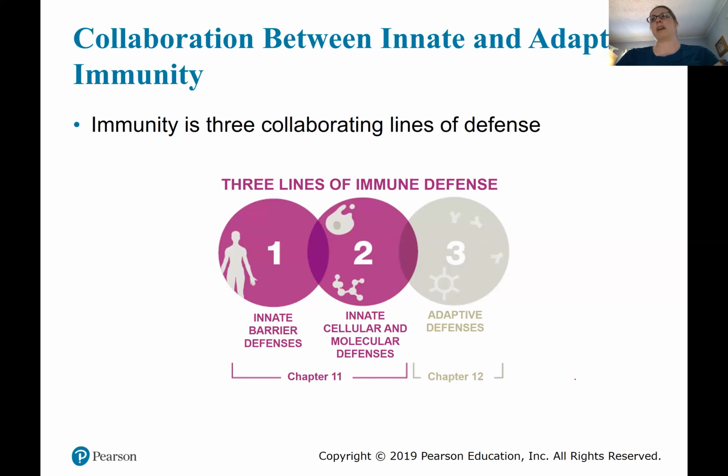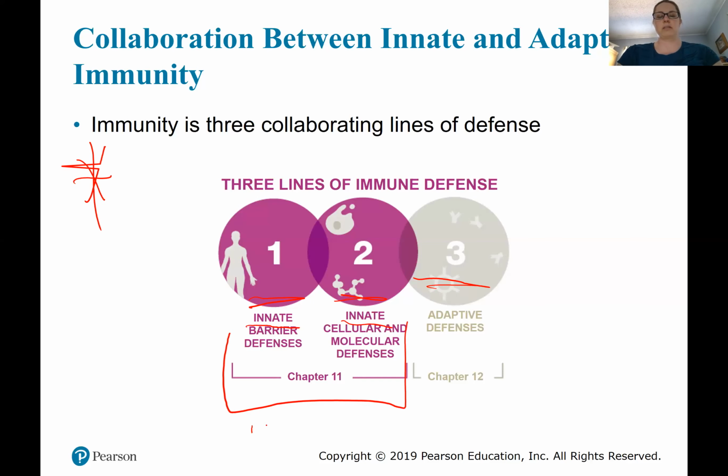And I like to think of it as sort of like a tactical military type of defense, because you have 3 layers or 3 lines of defense. Okay, and this is something that you'll want to kind of star and highlight as well. So the innate immune system involves the first and second lines of defense. Okay, so this is innate. And then the third line is adaptive. And we'll talk about that again in chapter 12.